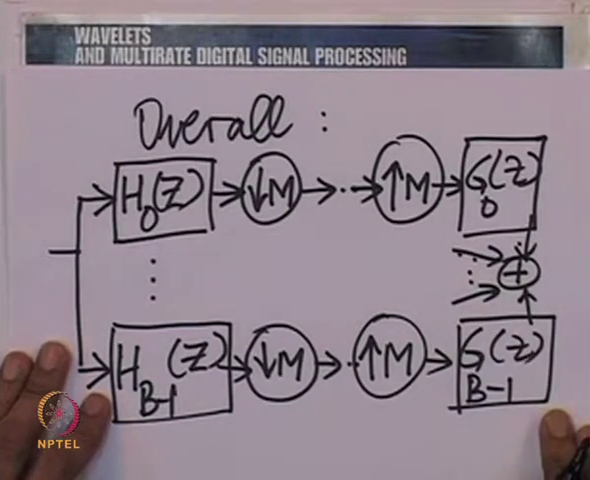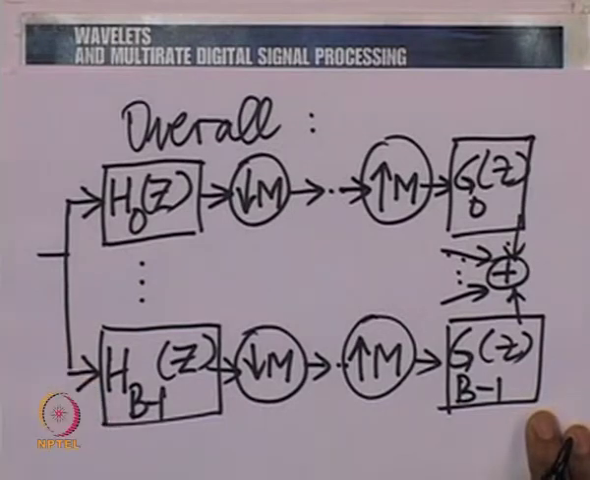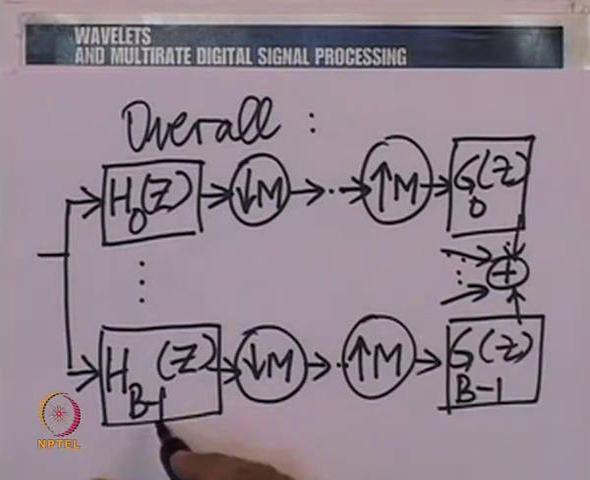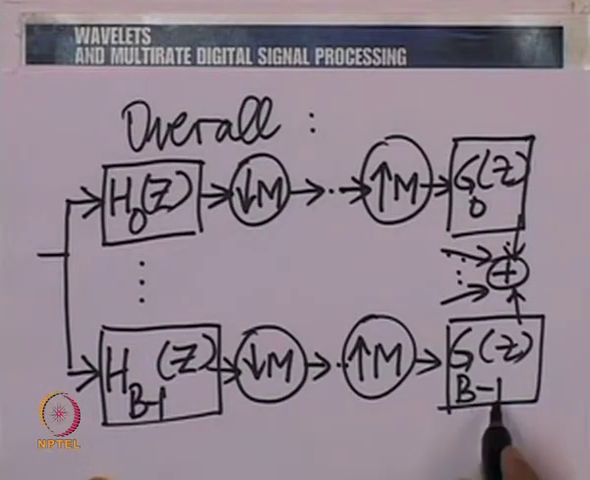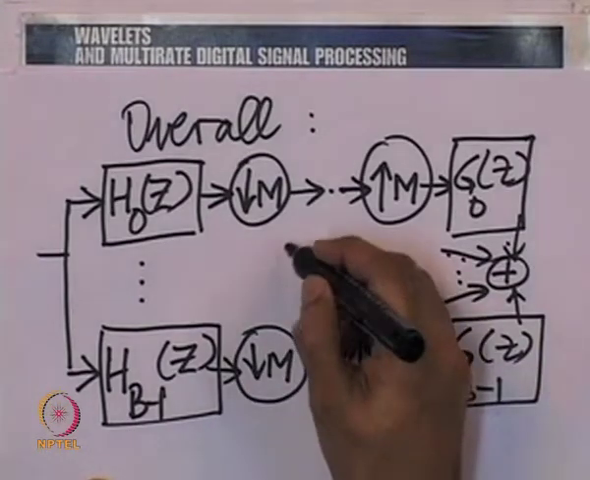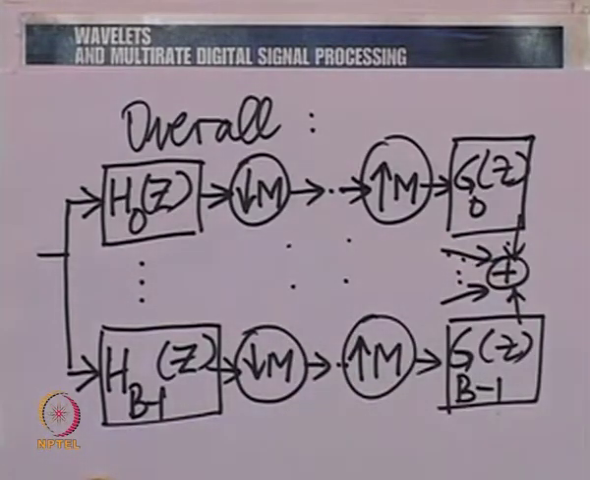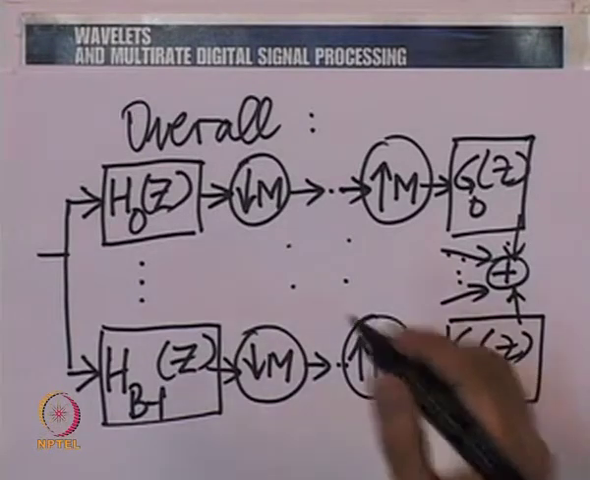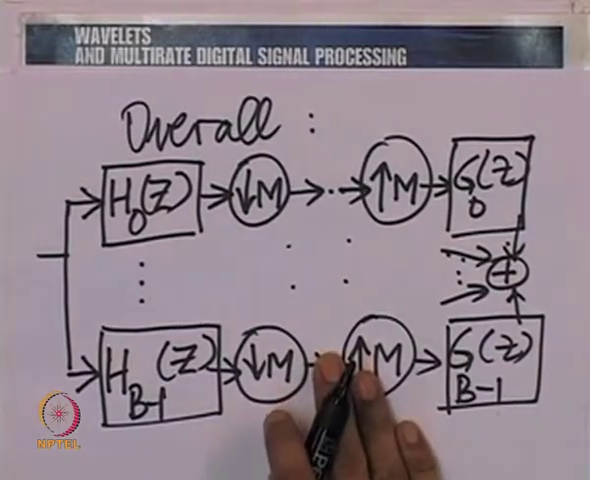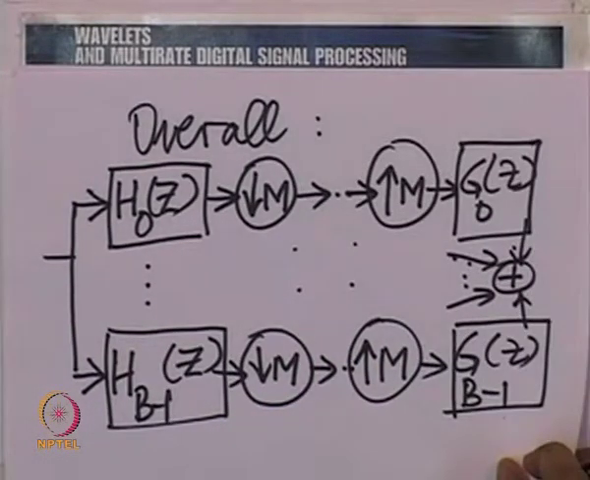So, this is the structure we are talking about. Now, notice that you have the same B on the analysis and synthesis side, but B is different from M, and there are therefore three possibilities. B could be equal to M, B could be less than M, B could be greater than M. Let us write down these three possibilities here.